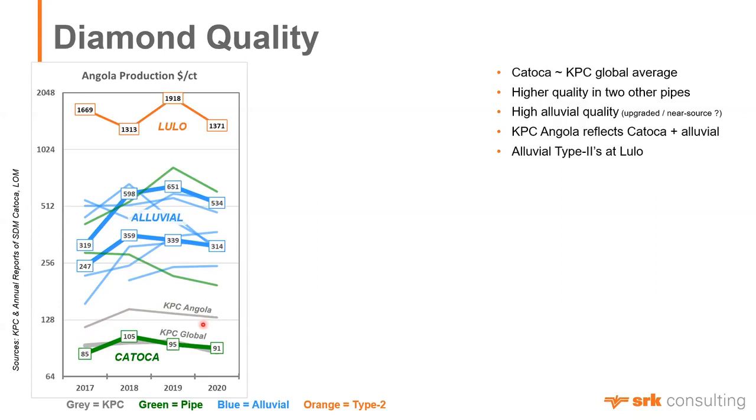And then in orange, right at the top of the graph, we'll speak a bit about that project as this talk evolves. There are type 2 diamonds at Lulo. They fetch really high prices. And so they've attracted a lot of attention. It's a prime product that's now coming out of Angola.